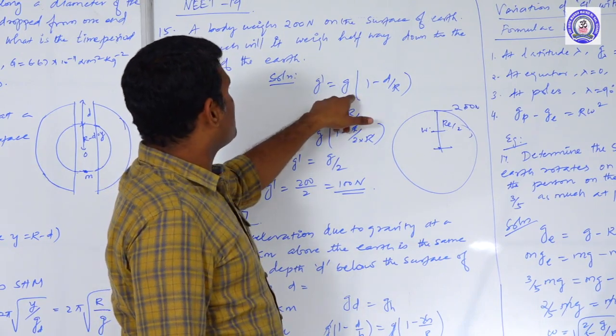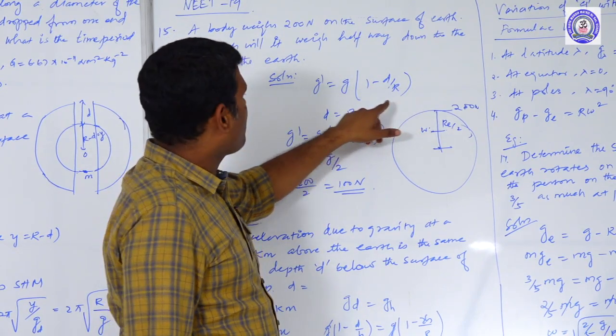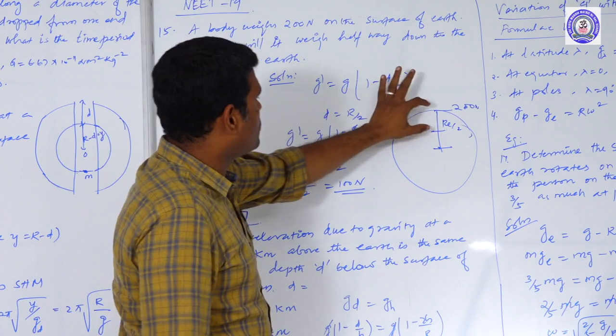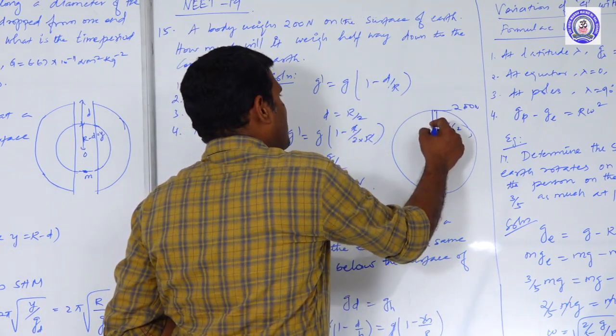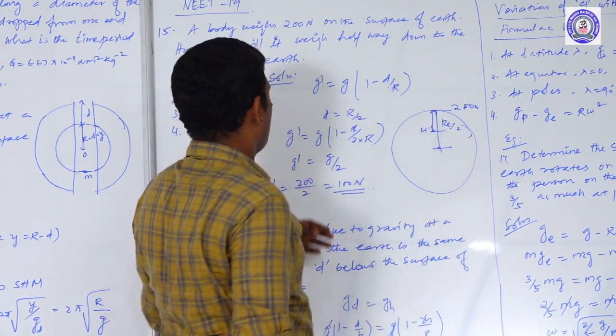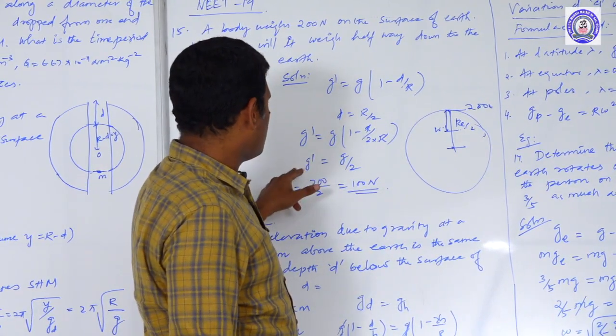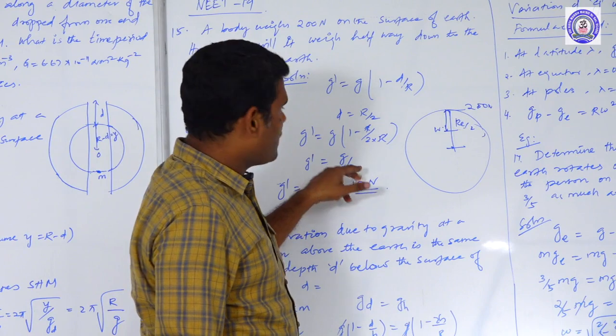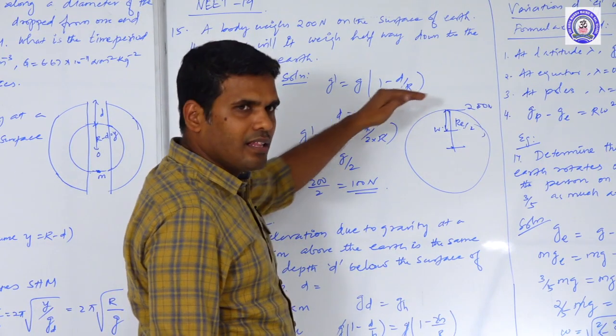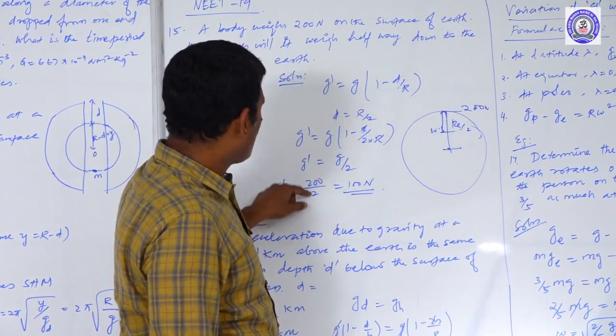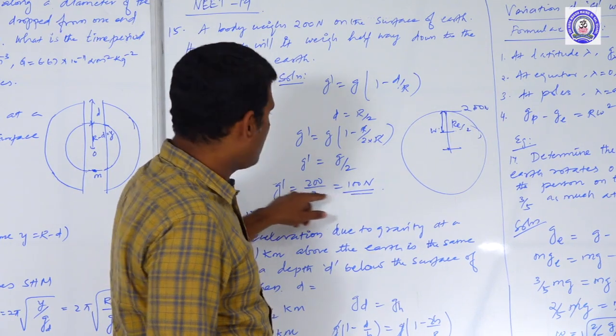g' is equal to g into 1 minus half d divided by R. d is given as R_E by 2. So g' equals g into 1 minus half R by 2 into R. g' equals g divided by 2. The weight on the surface is 200 Newton. So 200 by 2, which is 100 Newton.